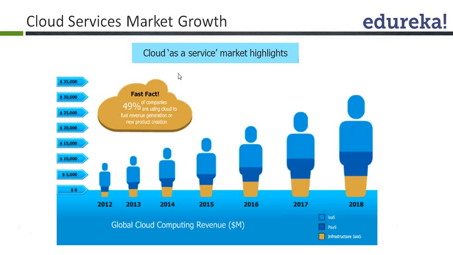And why? This is the growth market of the cloud. When you see over a period of time, the cloud has grown tremendously. Now there are three kinds of clouds being shown to you, and I'll talk about them as we progress. But you can see how it's growing faster and faster. This is how the cloud growth is.